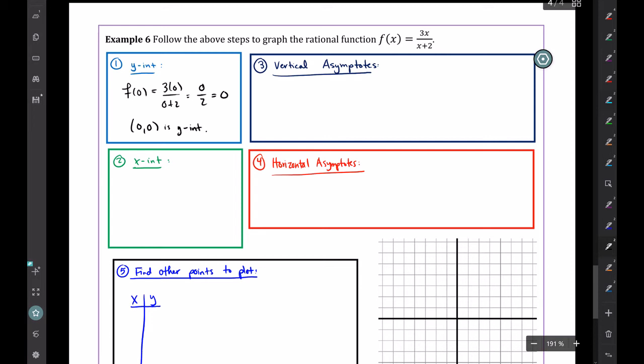Okay, next you should find the x-intercept. For the x-intercept you set the numerator equal to 0. Because if you set 3x over x plus 2 equals 0, then as soon as you multiply both sides by x plus 2, that goes away. So you can really just look at the numerator. And so now we have 0 equals 3x, so then x equals 0. So that's our x-intercept now.